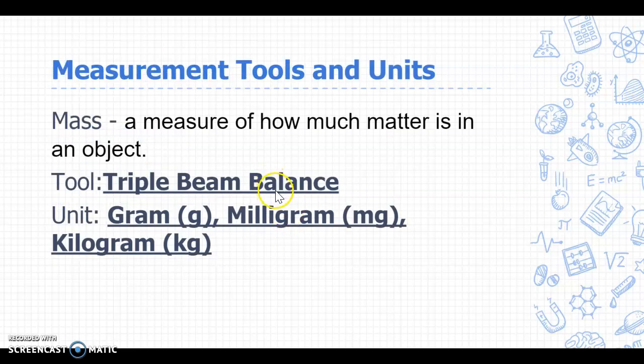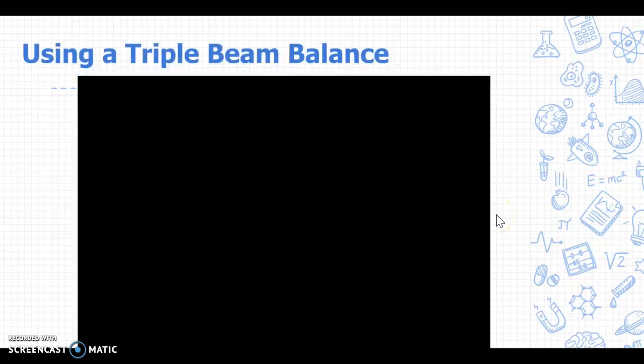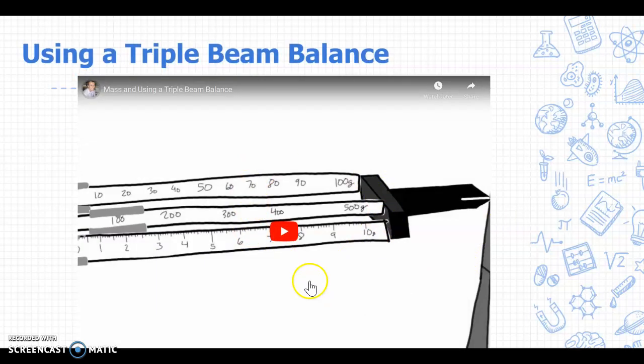Okay, so the type of tool that we use for different measurements, if we're talking about mass, how much matter is in the object, then we're going to use a triple beam balance, or more likely you'll probably use a digital scale. And the units would be gram, milligram, or kilogram would be most common. Here is a quick video on using the triple beam balance, and I'm not going to show this right now for sake of time, but you will watch this and answer the question on the practice problems.